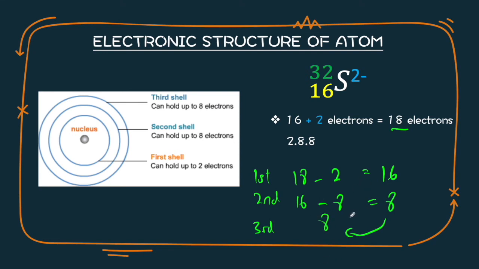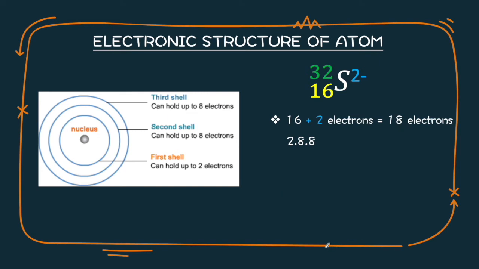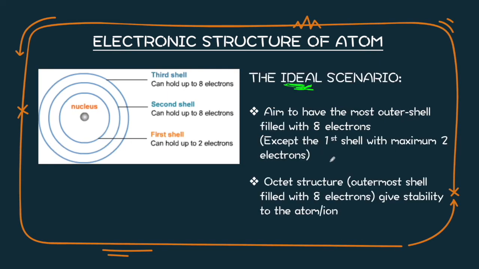So how do we decide what kind of numbers we want to put in each shell? You must remember the ideal scenario, we want to have the most outer shell filled with maximum 8 electrons. Because these 8 electrons in the outer shell, we will call it the octet structure. It can give the ion stability. Okay, so always remember, for the second and third shell, we aim to have them with 8 electrons maximum, while the first shell is only capped at 2 electrons. Okay, so we can go into details with more examples in our online lesson.